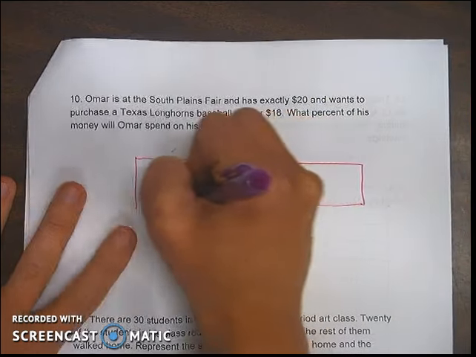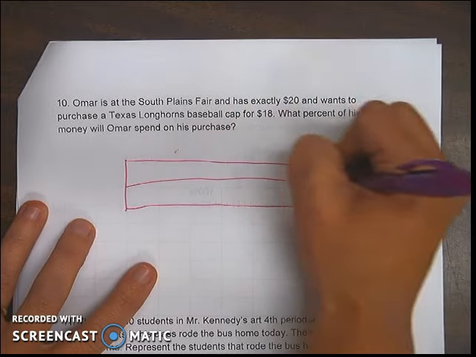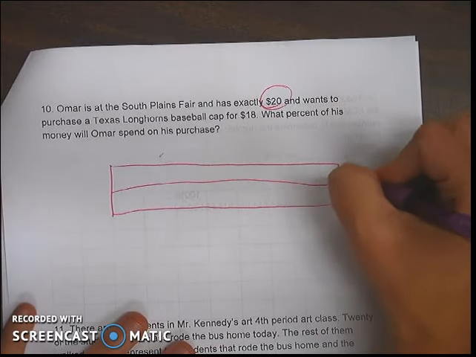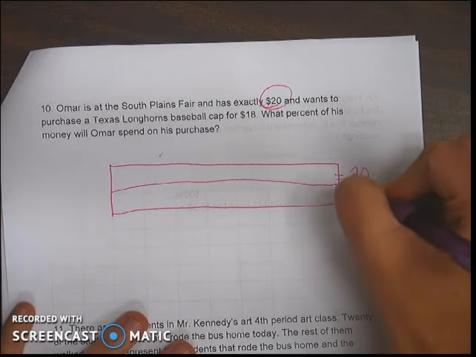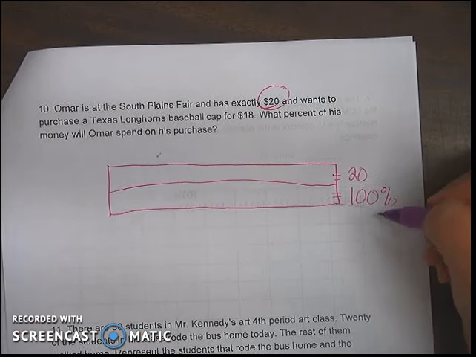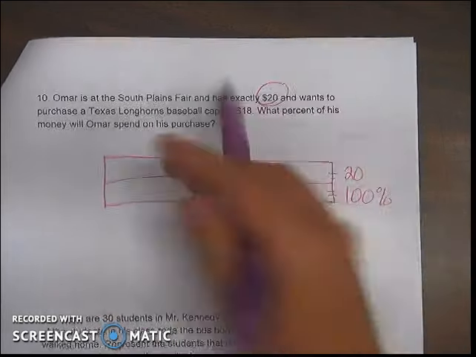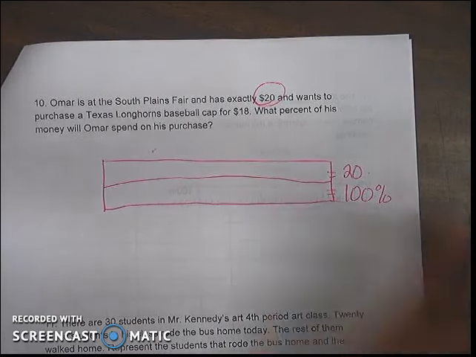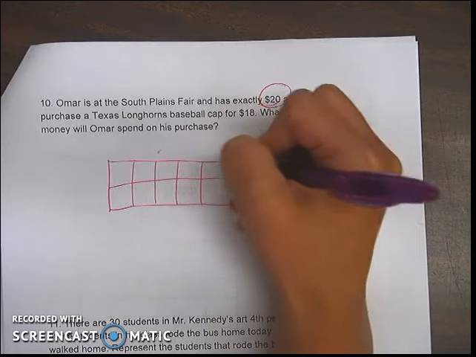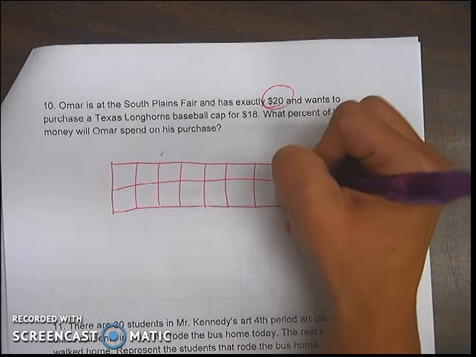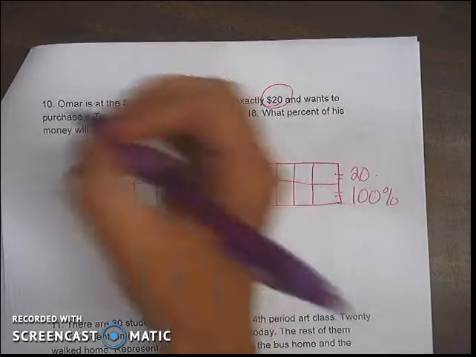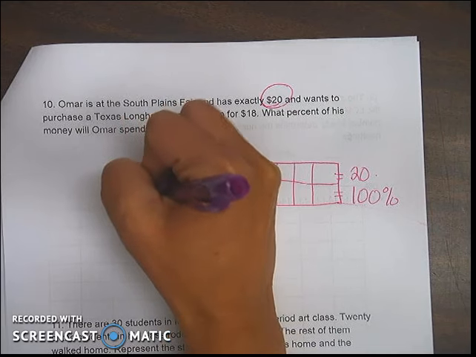Draw a percent bar. How much money did he start out with? $20. So that has to equal 20. And what is our percentage always? 100%. Now, is 20 divisible by 10? Yes. Is 100 divisible by 10? Yes. So let's split this up into 10 pieces. So what's 100 divided by 10? 10, so there's 10% down here.